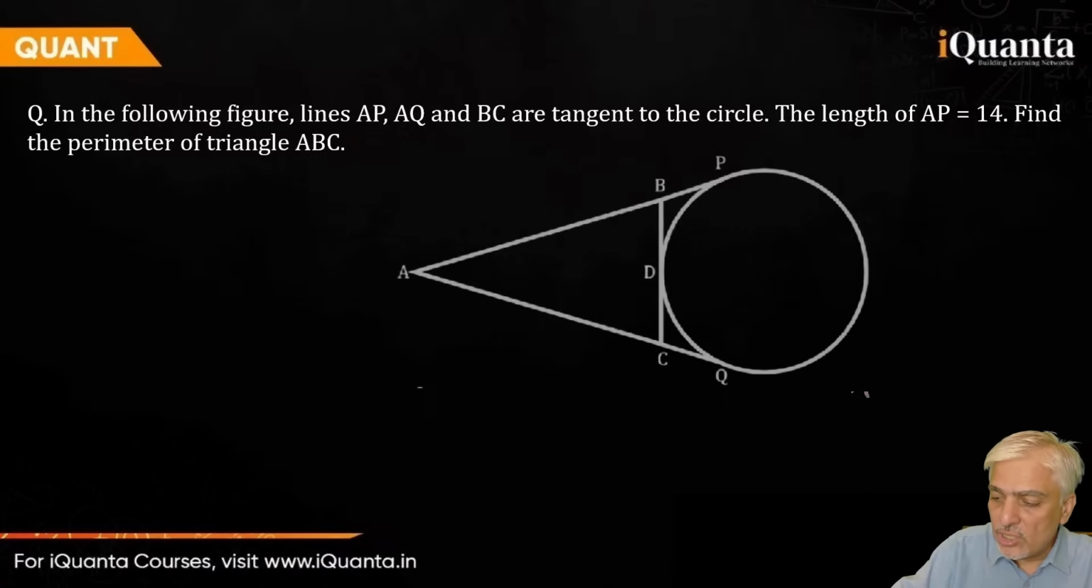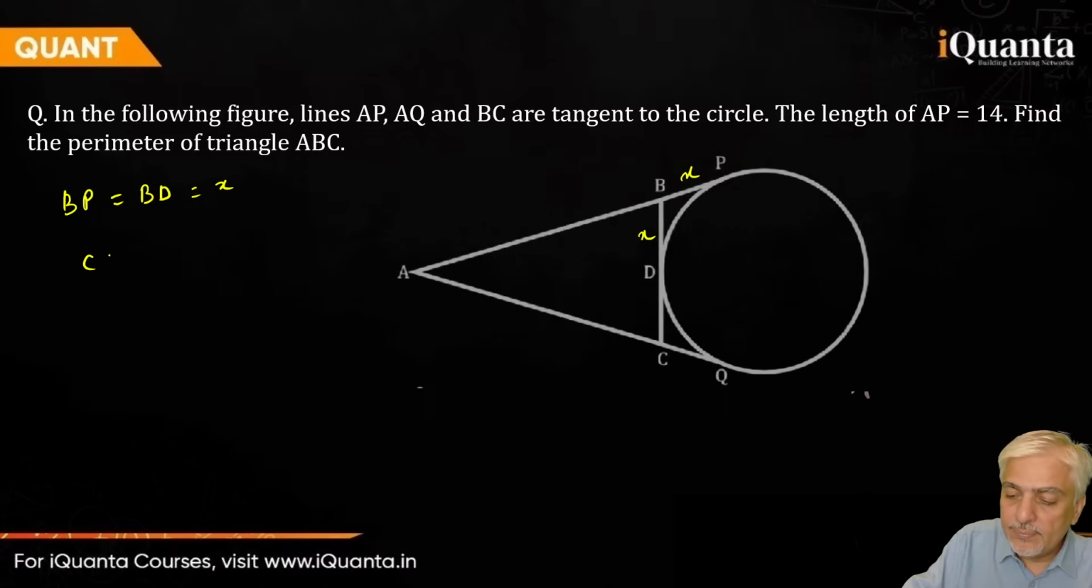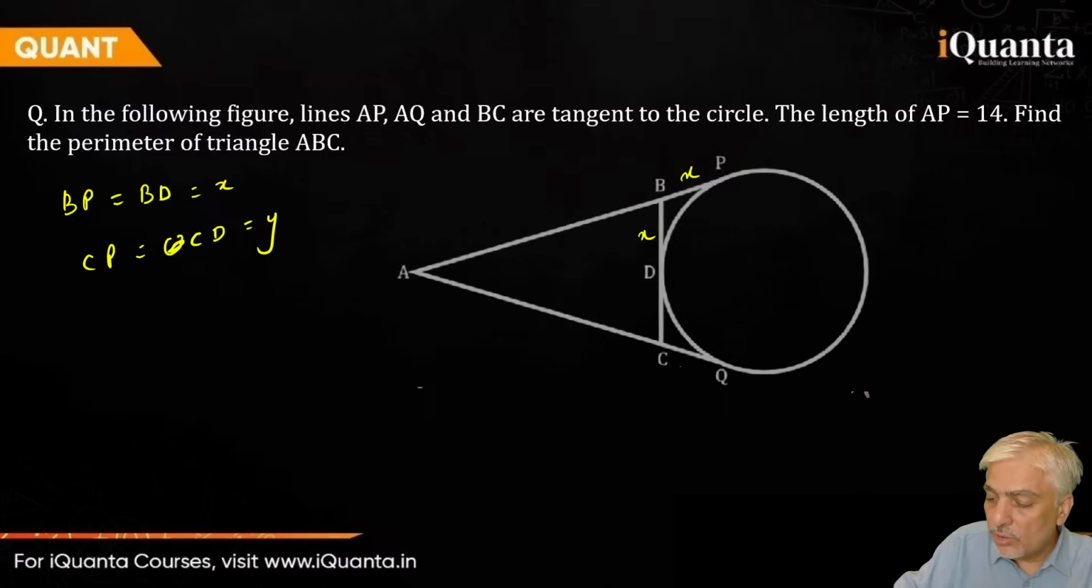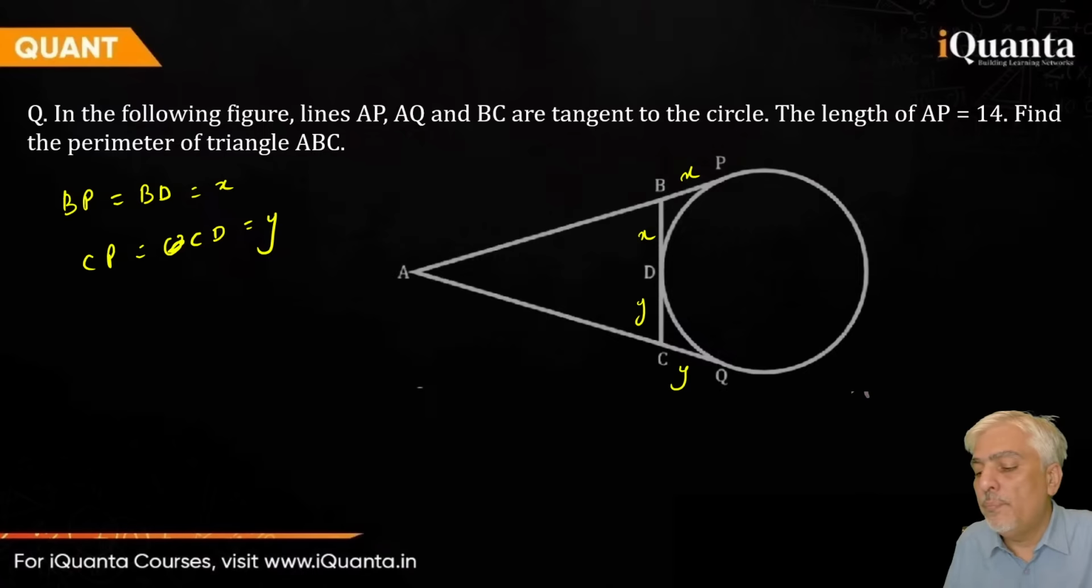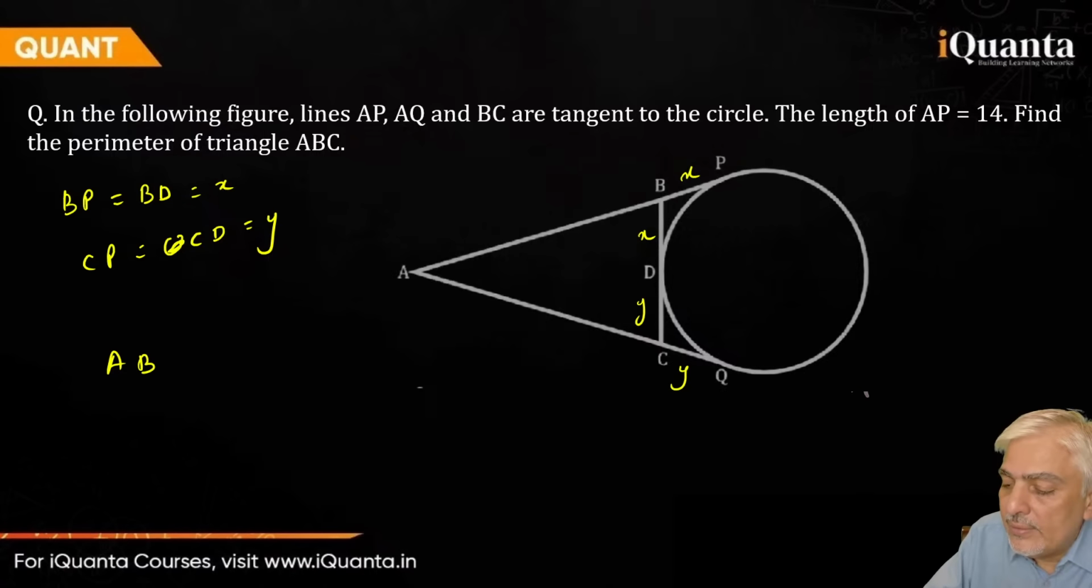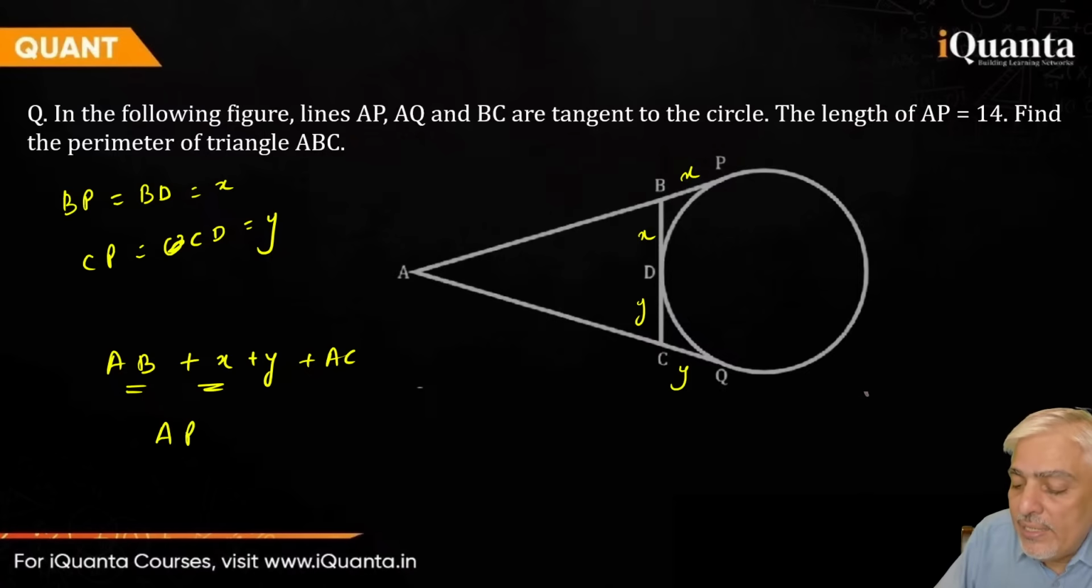These are all tangents. So if I take this much as x, this is also x. BP is equal to BD, and CQ is equal to CD. Equal to y. So this is y, this is y. Now, perimeter is AB plus x plus y plus AC. Now, AB plus x is AP and AC plus y is AQ. Both are 14, 14. So the answer will be 28.